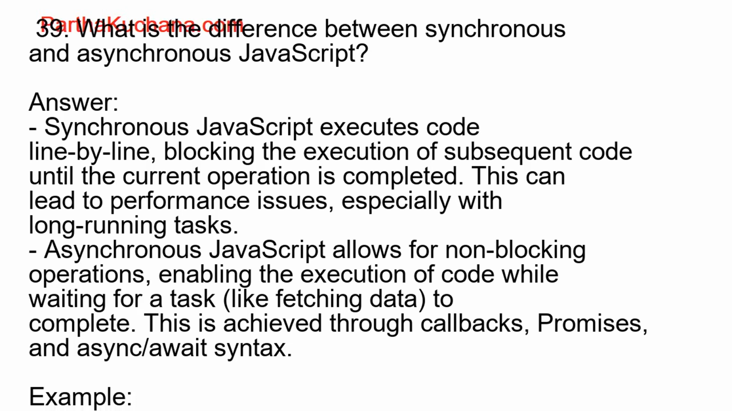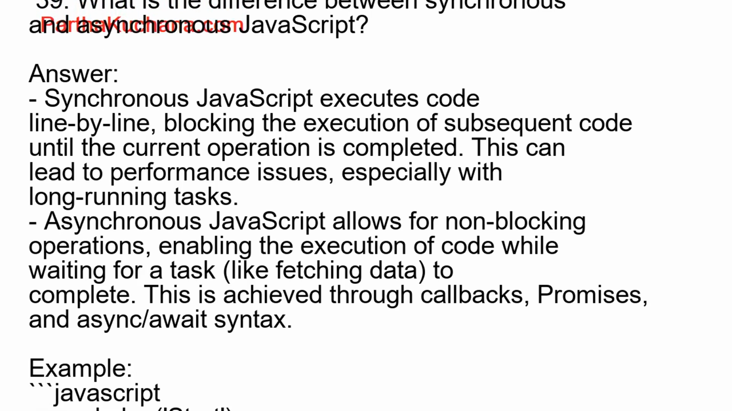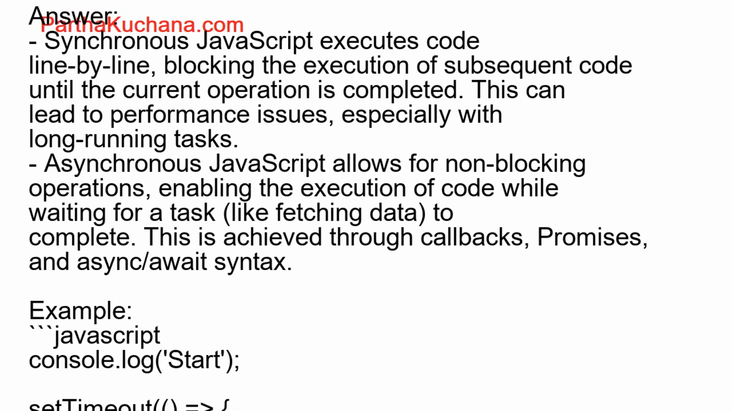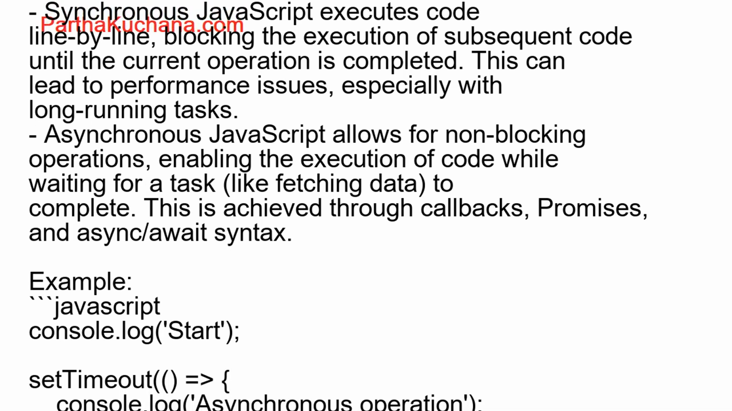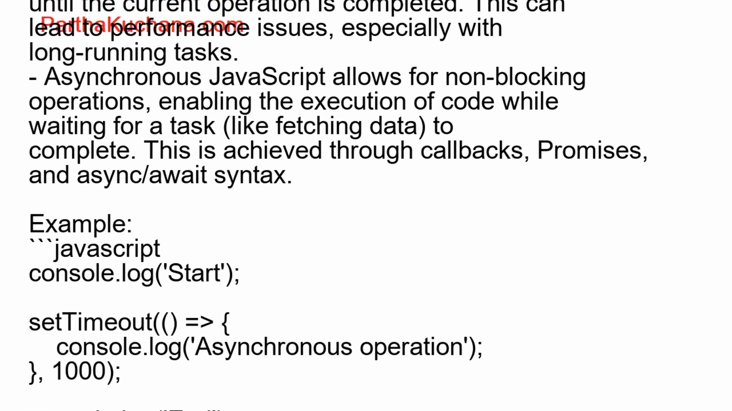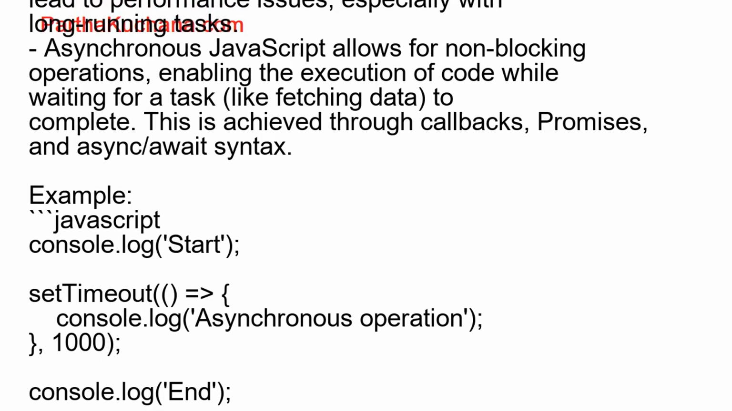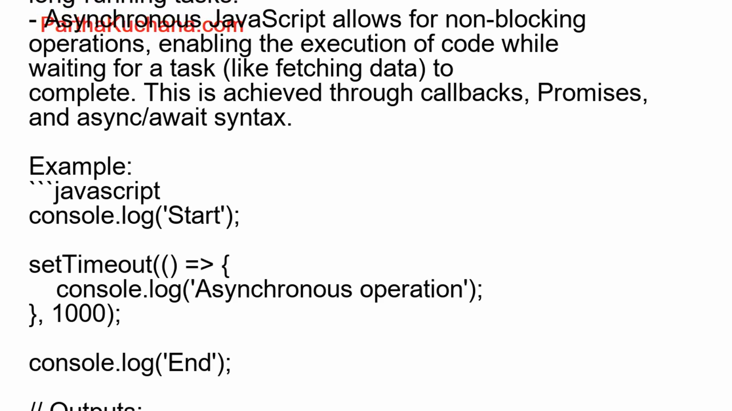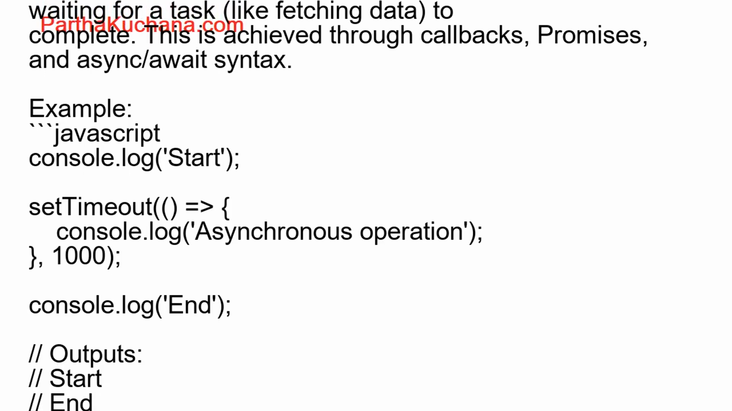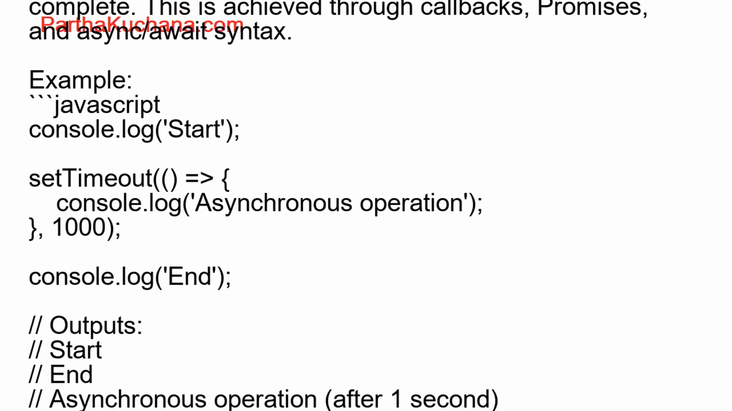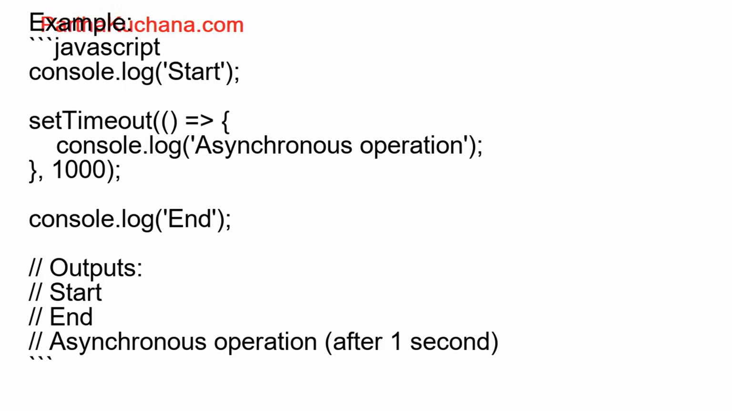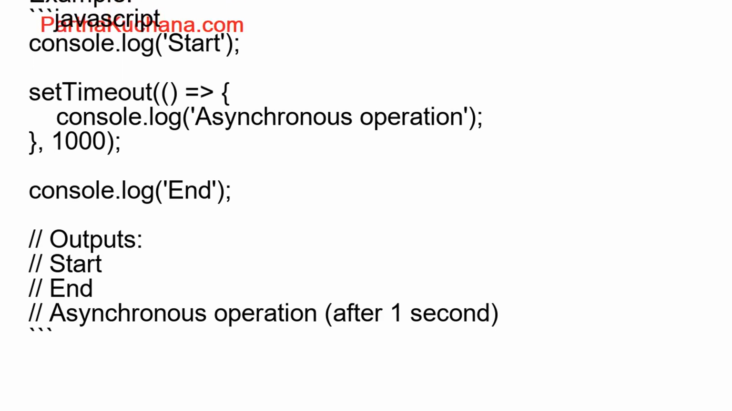setInterval executes a function repeatedly at specified intervals in milliseconds until it is cleared using clearInterval. Example: JavaScript. const intervalID = setInterval(() => console.log('Executed every 1 second'), 1000); // to stop the interval after 5 seconds: setTimeout(() => clearInterval(intervalID), 5000); // stops the interval after 5 seconds.